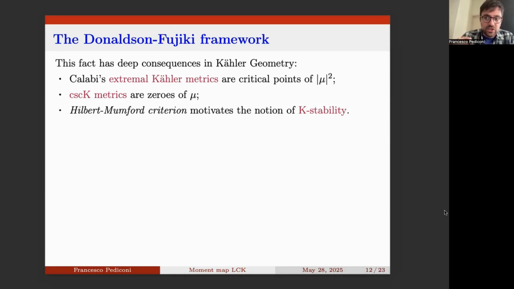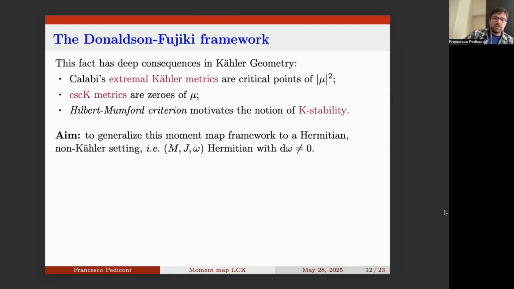And from the GIT perspective, there is the Hilbert-Mumford criterion, which is an algebraic criterion that relates the stability of orbits to the analysis of the eigenvalues of some operators. As I said before, this is just a formal moment map equation in a sense, so you cannot really apply it directly, but this motivates the notion of K-stability, which is a crucial notion when you study, for example, Kähler-Einstein metrics on Fano manifolds.